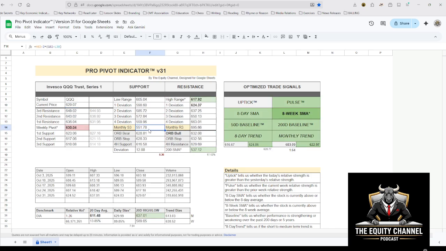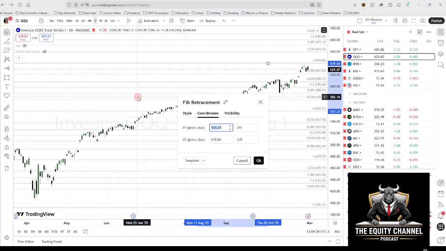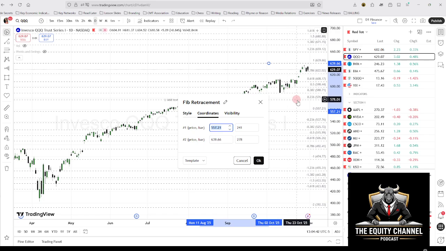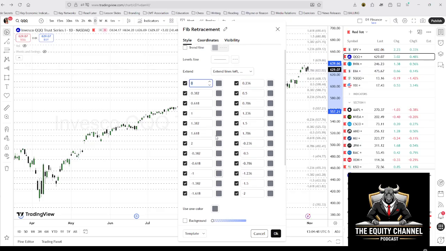I'm going to grab my monthly S3 and R3 from my pivot indicator. All right, that's 551.78 and 695.66. All right. Now, you are going to notice that my Fibonacci's extend in both directions. I have extensions going to the upside and to the downside. That is a setting. I literally put those settings in there myself.